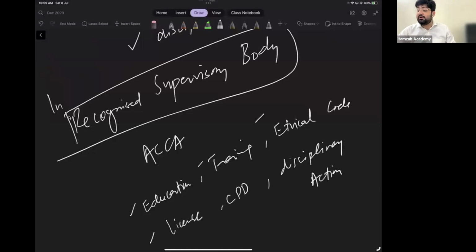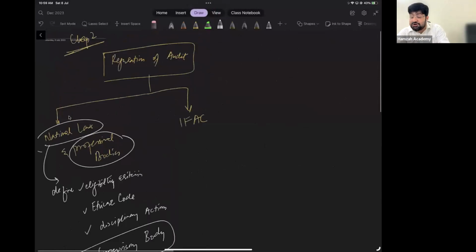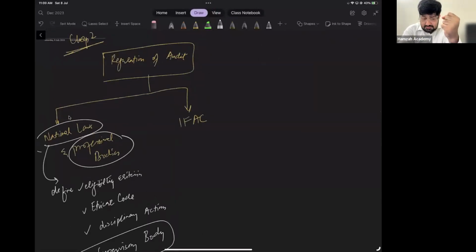There is disciplinary action by the body. So your auditor is being regulated, controlled, monitored.